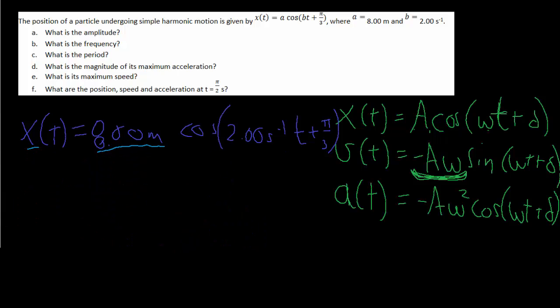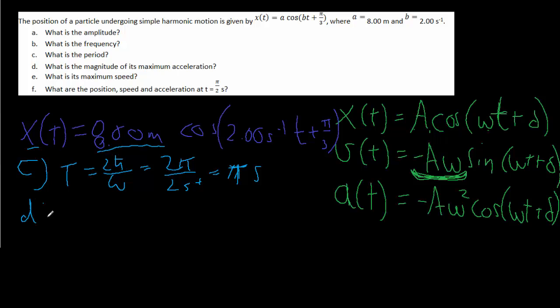The period, this is part C now, the period is 2 pi over omega, so that's going to be 2 pi over 2 per second, giving me pi seconds in terms of period. And once again, if we see pi, we tend to leave pi in there just to avoid long giant decimal places. And D, this is the fun bit where we talk about the maximum acceleration.